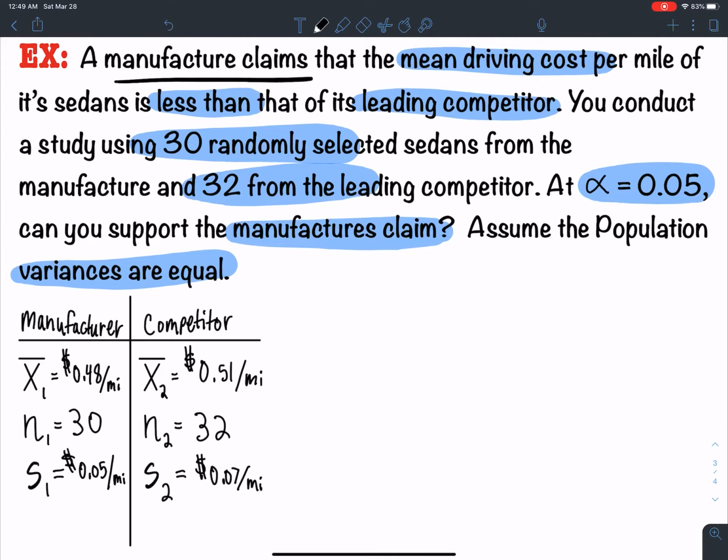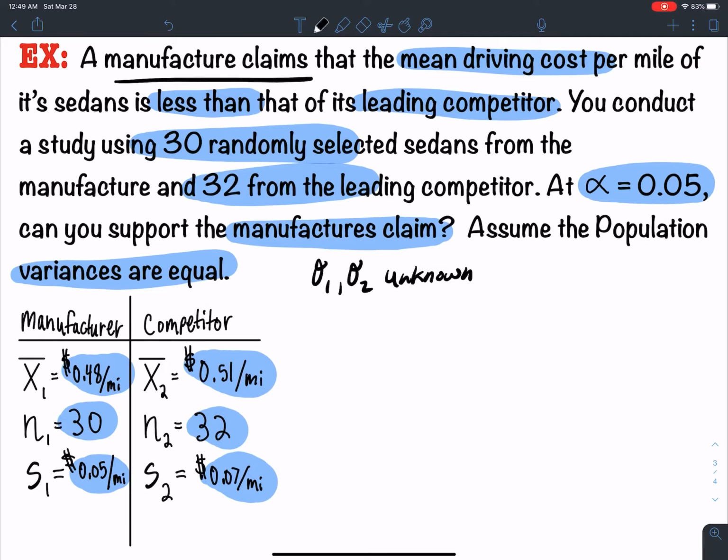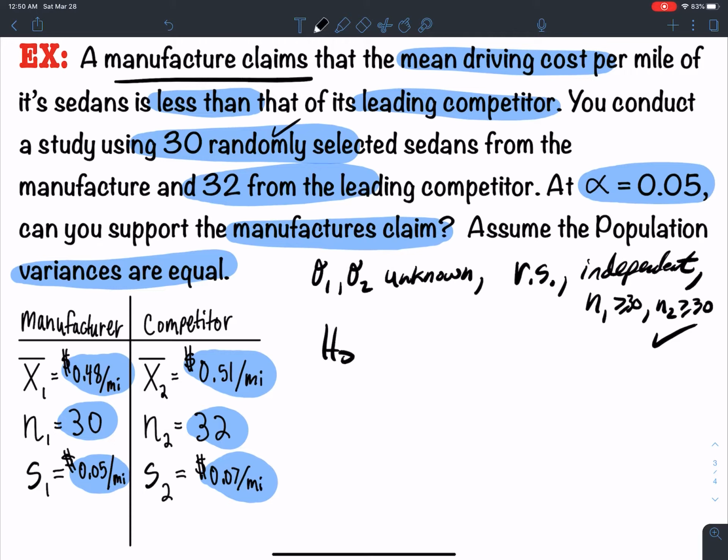Okay? So we've got all of our important information highlighted. Sigma 1, sigma 2, unknown. All we know is the sample standard deviation. They're random samples, randomly selected. We know they're independent because you've got your manufacturer and then you've got your leading competitor. They're competing against each other, independent. Now n1 is greater than or equal to 30, n2 is greater than or equal to 30. So it barely makes the cutoff, but it makes it. All right. Now, when I run my test, I need my Ho and my Ha.